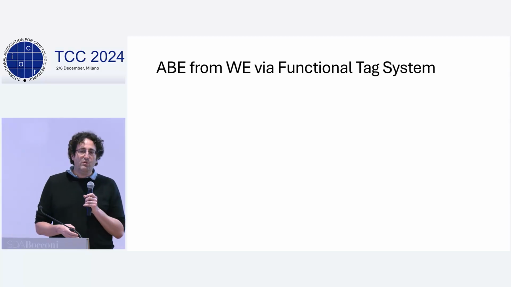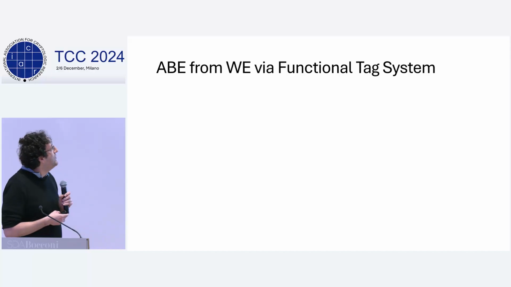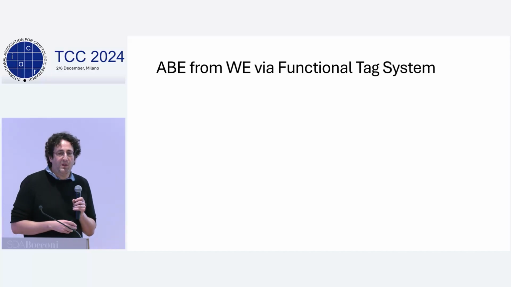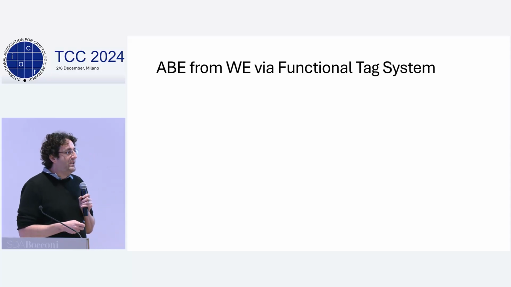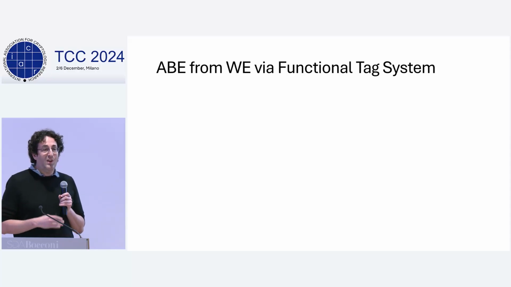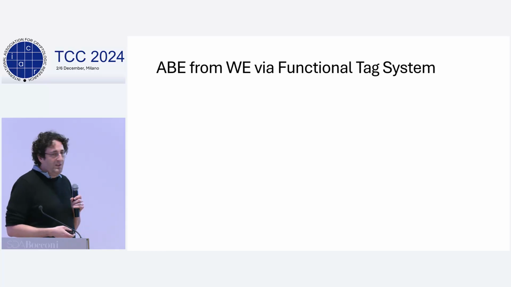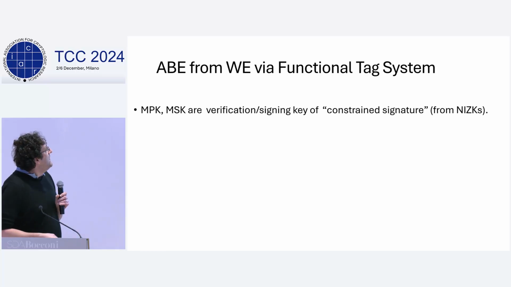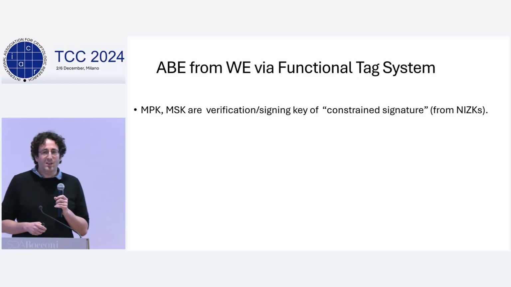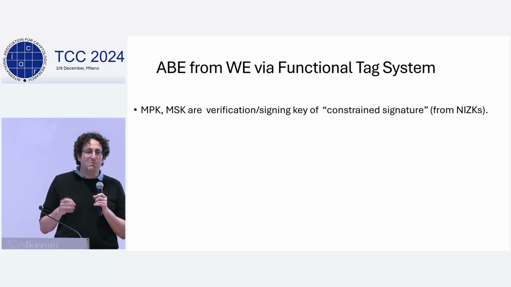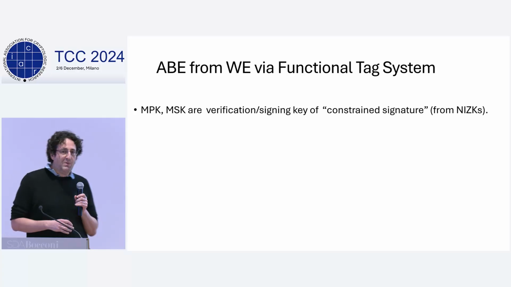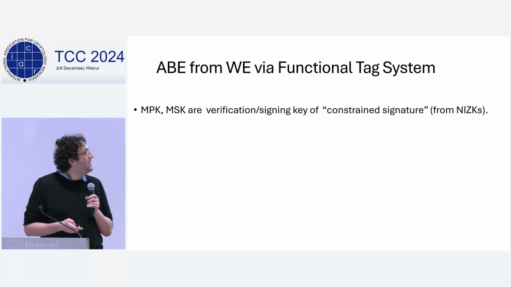But first, let me show you how to use the functional tag system to build adaptive ABE from witness encryption. And essentially, it's an adaptation of the previous construction of selective ABE from witness encryption. We're just going to incorporate this functional tag system inside to get adaptive security. So the master public key and the master secret key are just the verification key and signing key of a specialized signature scheme called a constraint signature. I'll tell you a little bit more about what we need from there in a little bit, but it's something we can construct from NISX.